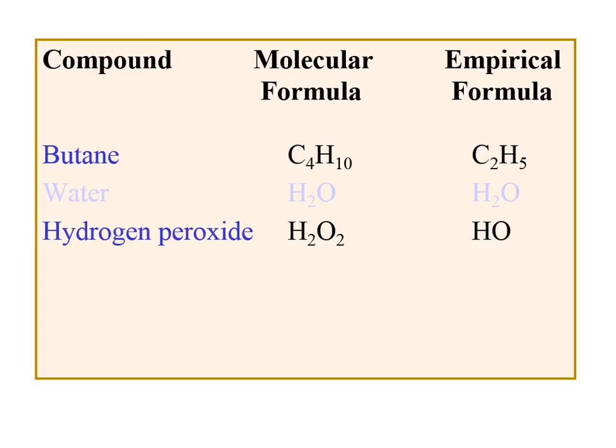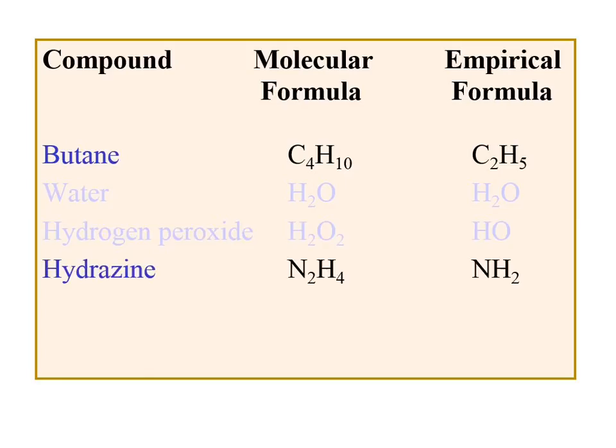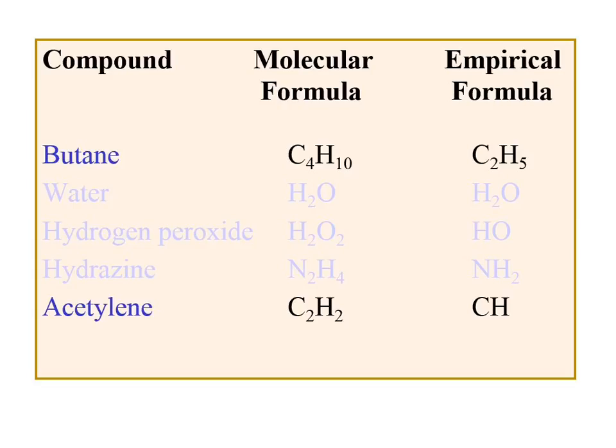Let's see. Hydrogen peroxide, H2O2. This is my favorite Christmas molecule. So you can divide the 2's by 2 and get 1. So the reduced empirical formula is HO. Hydrazine, N2H4, of course you can divide both by 2 and you get NH2. It's the empirical formula. These last two are among my favorite too.